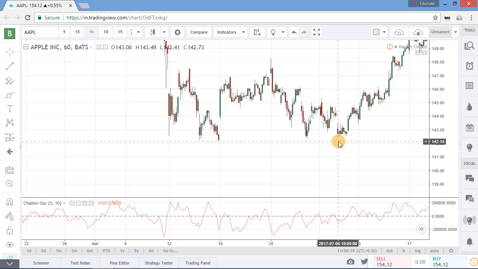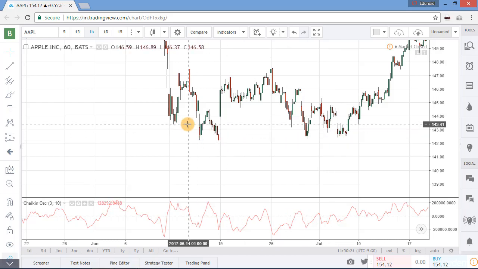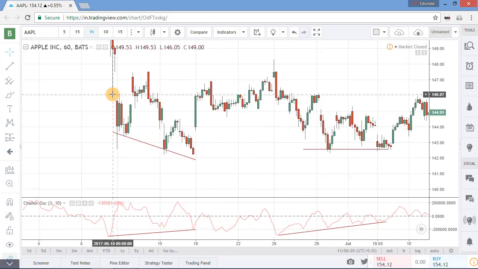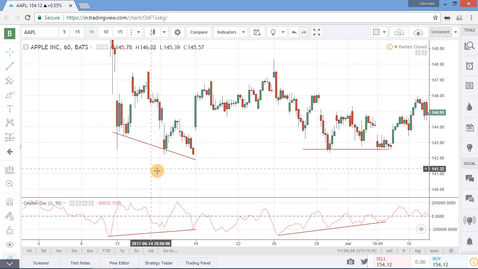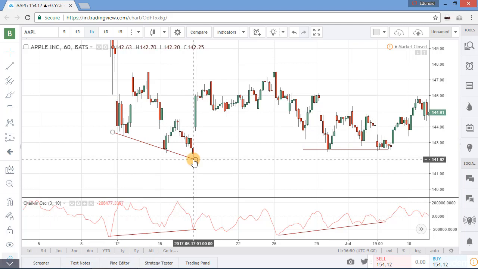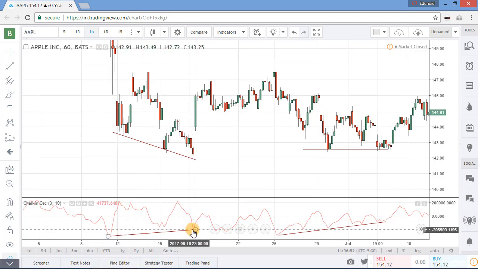This is our last chart, of Apple Incorporated, and we are using the hourly chart for getting short-term trading signals. As the intermediate trend of this chart was an uptrend, we will ignore all sell signals and take only buy signals. Just notice, prices are moving down here, but Chaikin's is giving a positive divergence here, so we can buy the stock at this point.